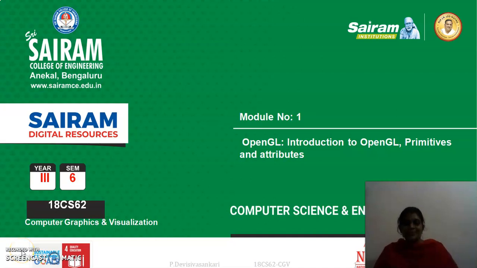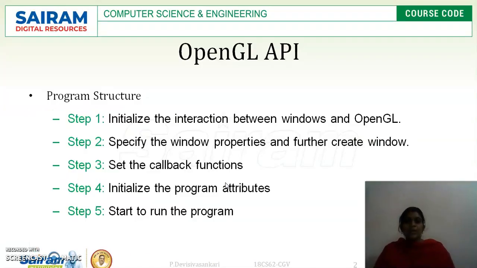Hello students. In the previous video we saw the OpenGL introduction and the different libraries available in OpenGL. In this video I am going to continue about OpenGL and the different primitives as well as the attributes available in OpenGL. So let us learn the OpenGL API.